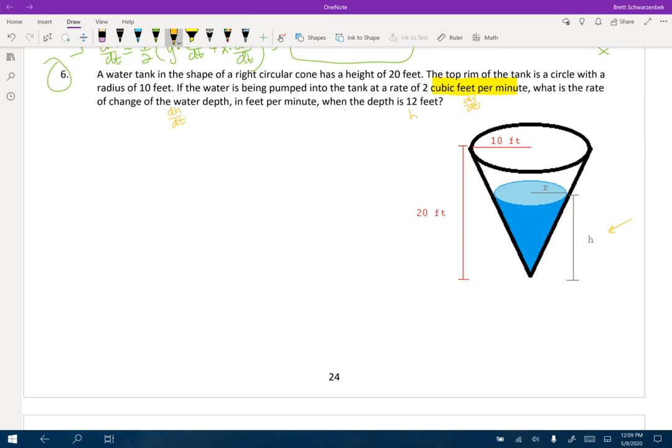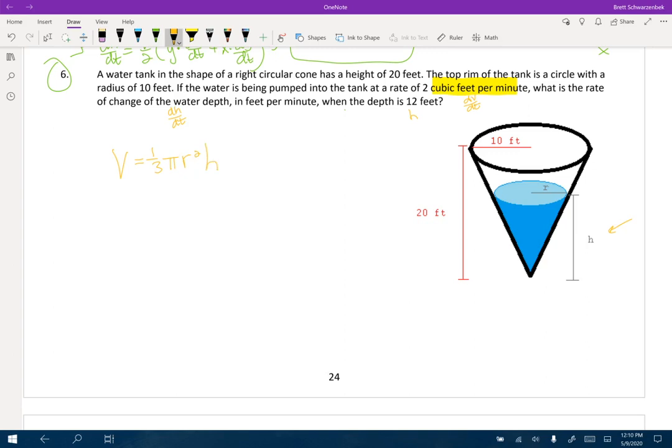Okay, so we're going to need a formula that relates the volume of a cone to its height. We also have radius going on in our problem, which will come in in a second. But in the beginning here, we at least need the volume formula for a right circular cone. So what is that? It's volume equals 1/3 pi r squared h.